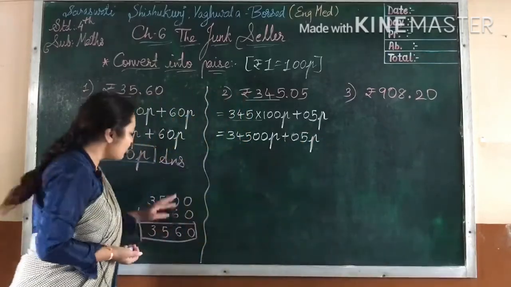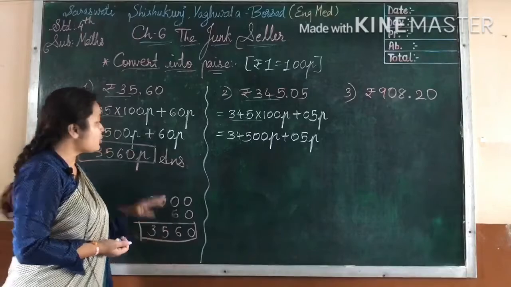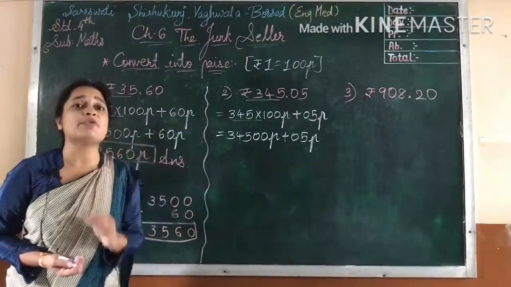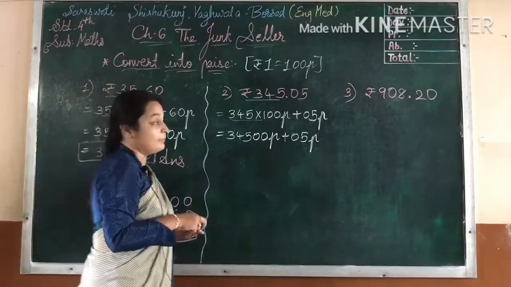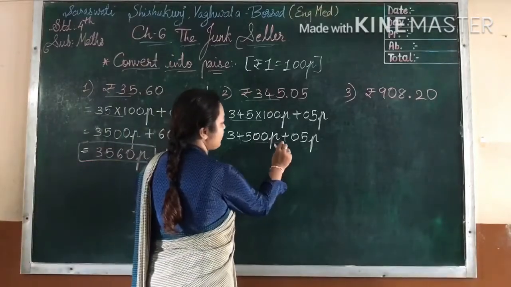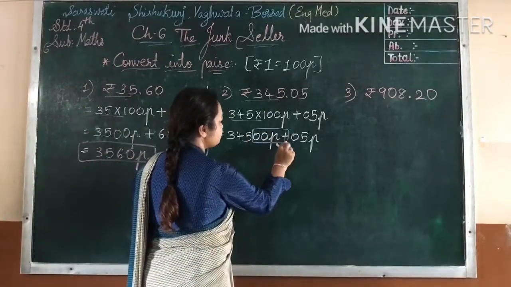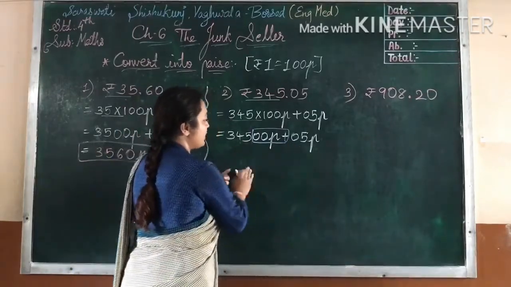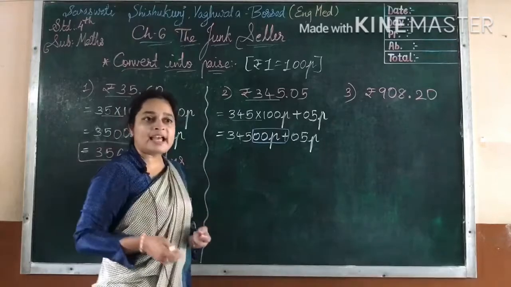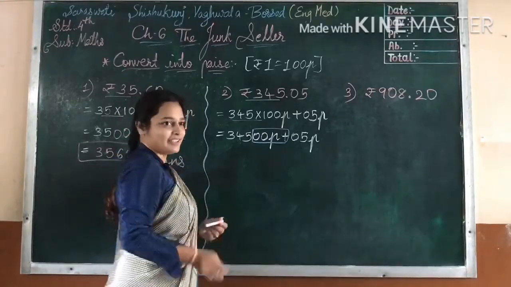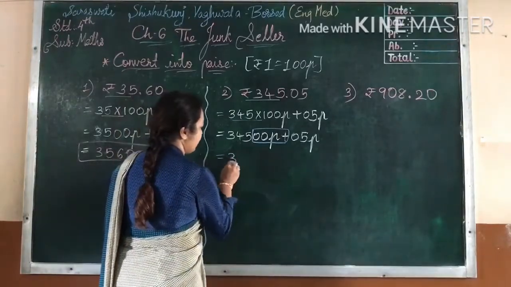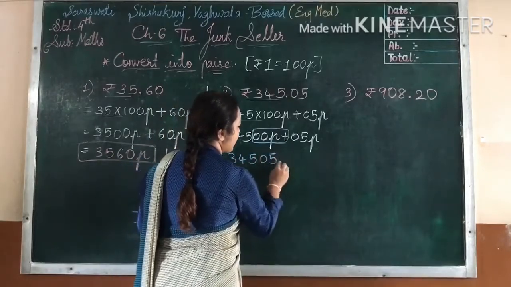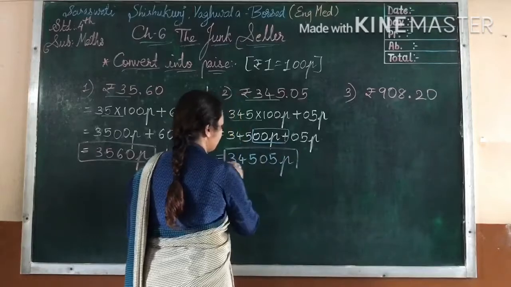Now, instead of doing this sum, let me give you one trick. It is very easy. Look, can you see this? Double zero plus 5. If you remove this, then whatever remains, write it down in the last step, and it will be your answer. So 34,505 paisa is your answer.